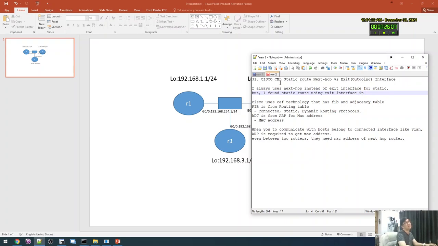in the other configuration, the other side configuration, yeah. Suddenly I wondered why they are using the exit interface for the static route. So let's check.